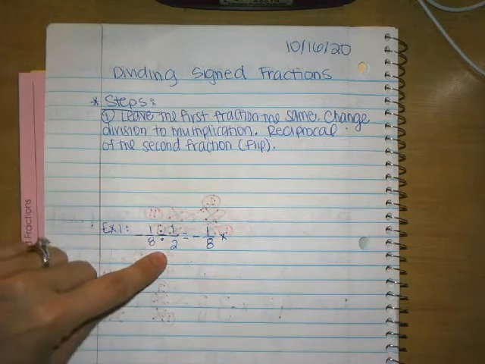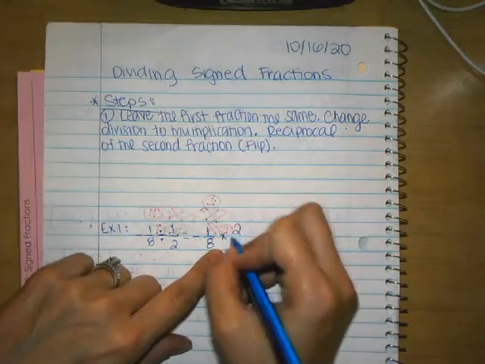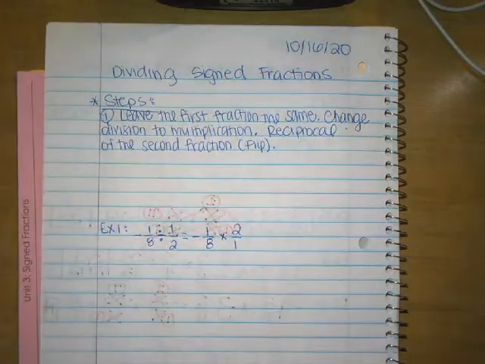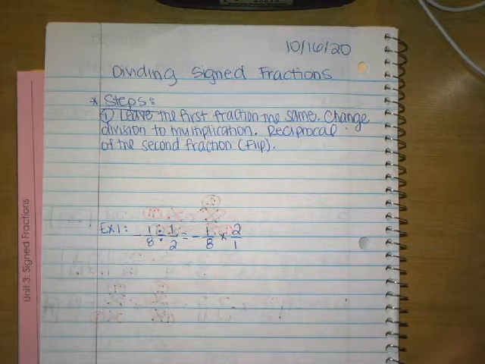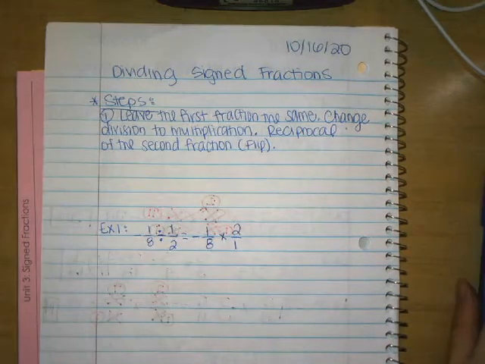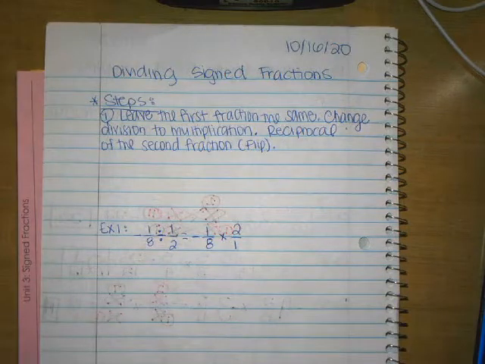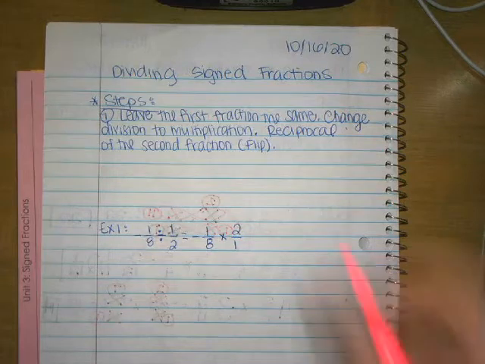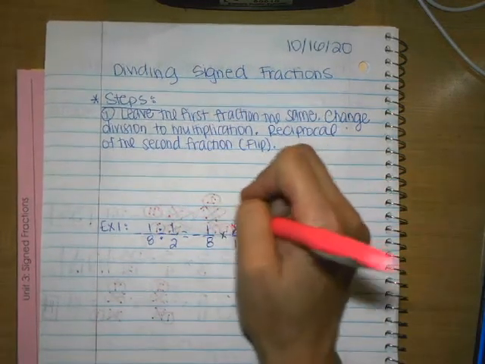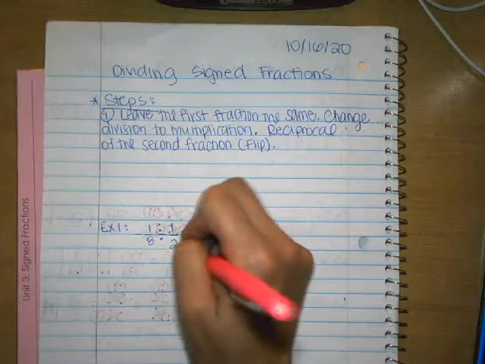So 1 over 2 becomes what? 2 over 1. Any questions on leave, change, flip? Now you follow your multiplication steps. I'll explain it when we're done with the whole problem. So now you follow your multiplication steps, which means you can cross cancel. What can I cross cancel? What's the 2 become? 1. What's the 8 become? 4.